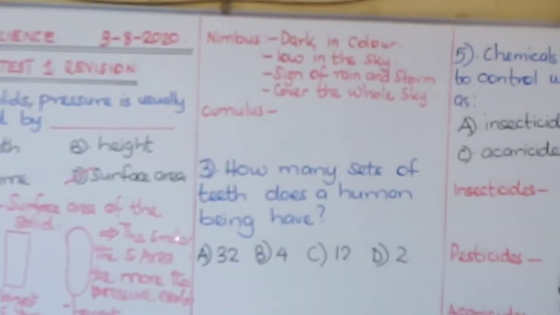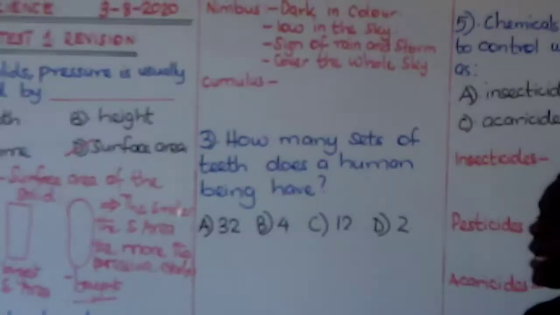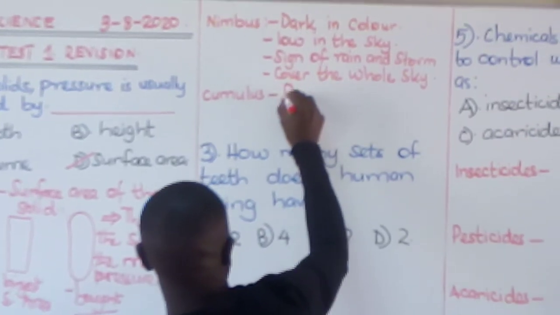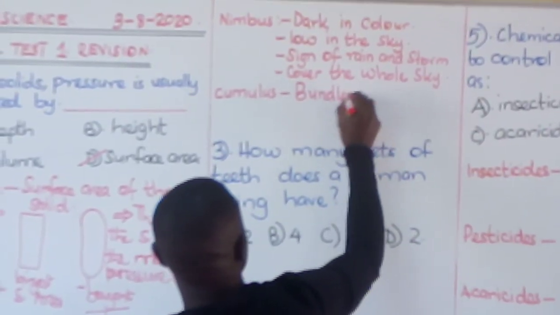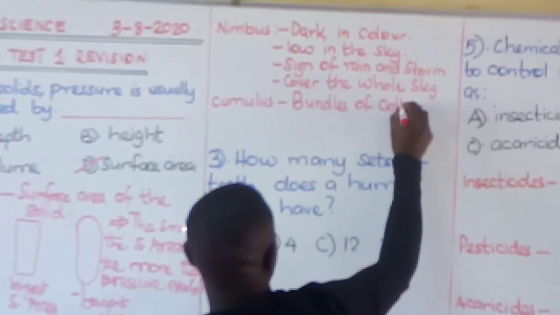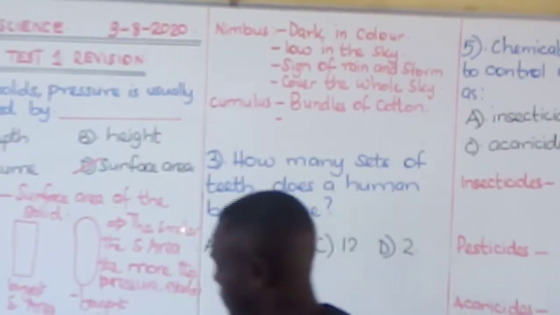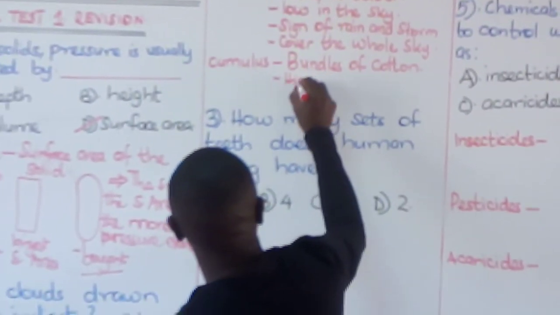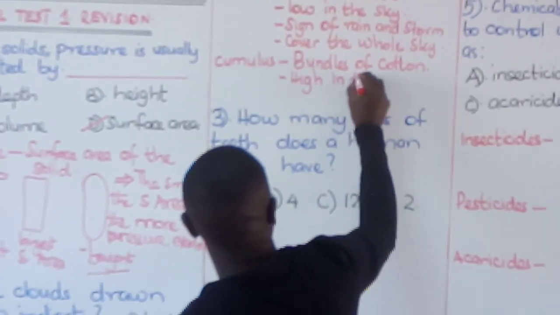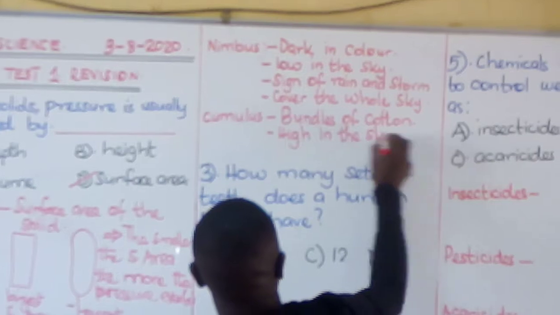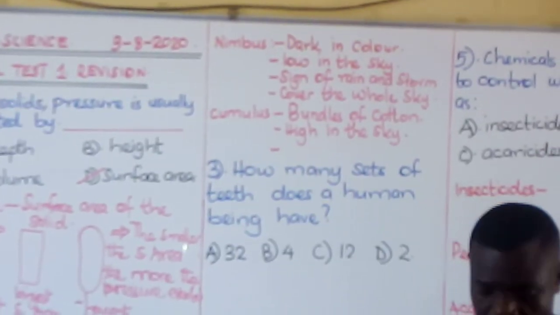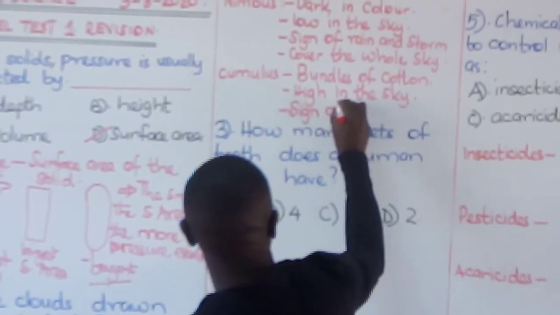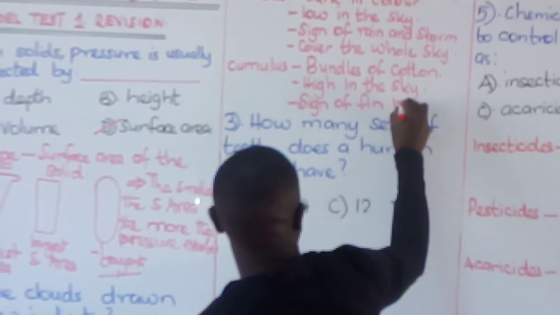And so forth and so on. Let's come to cumulus clouds. Cumulus clouds, you can say they are like bundles of cotton. Number 2, they are high in the sky. And number 3, they are a sign of fine weather.